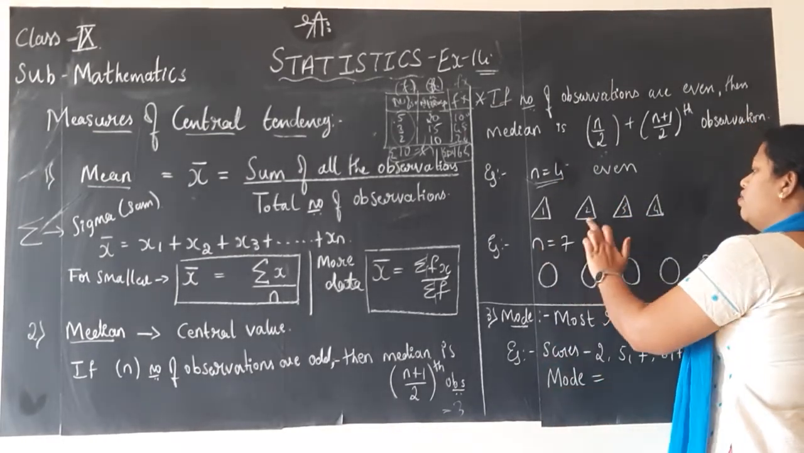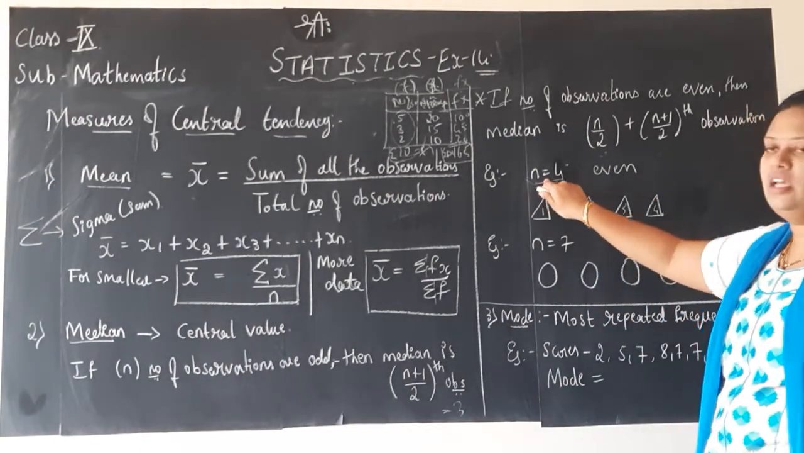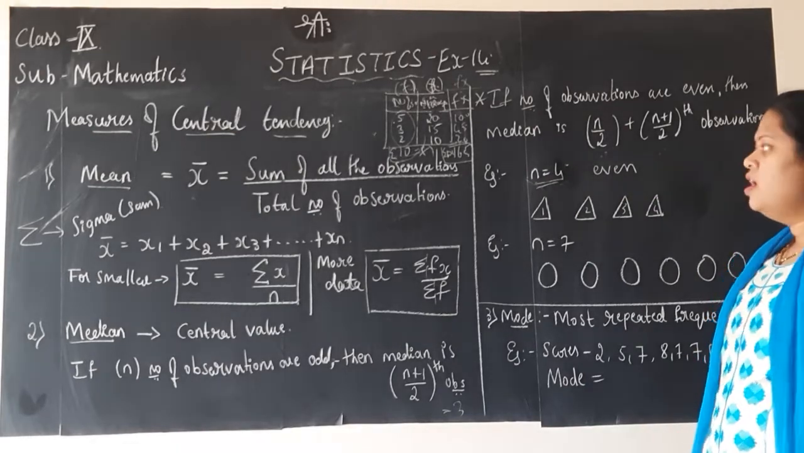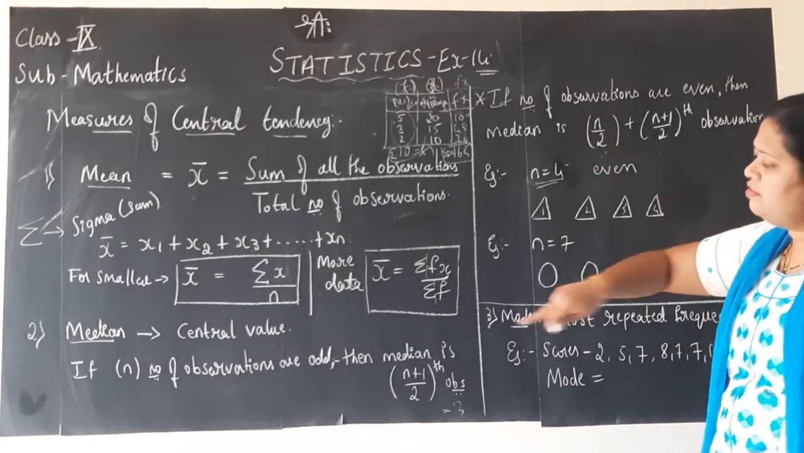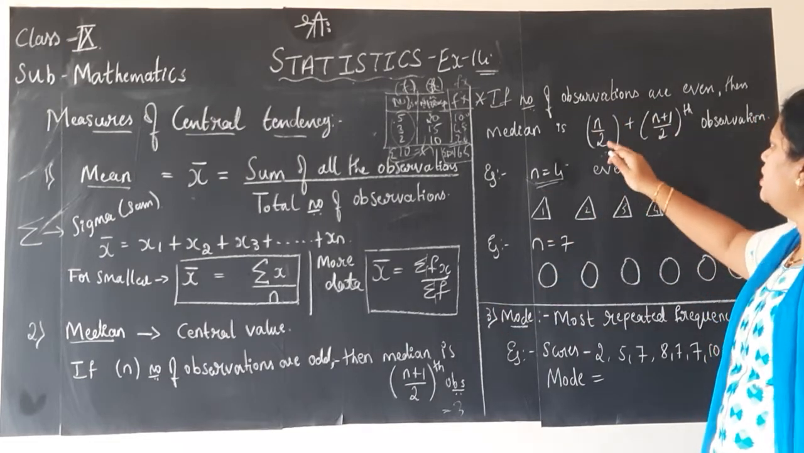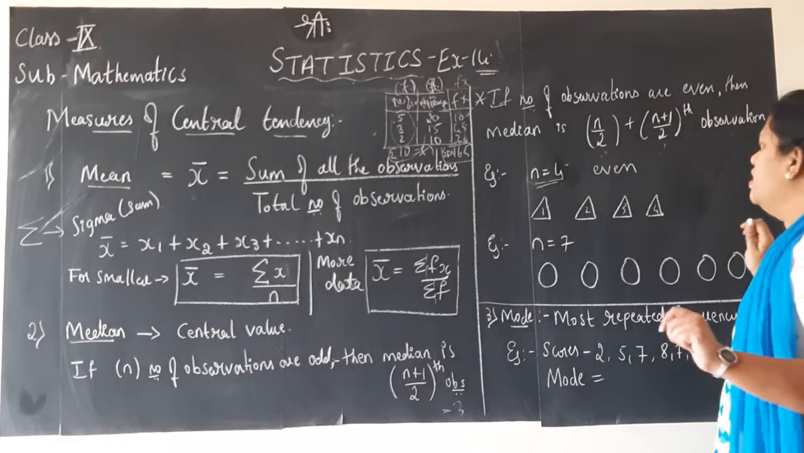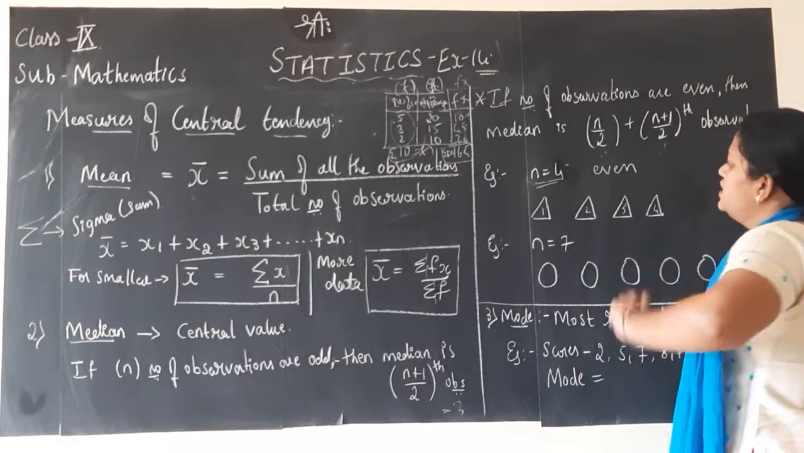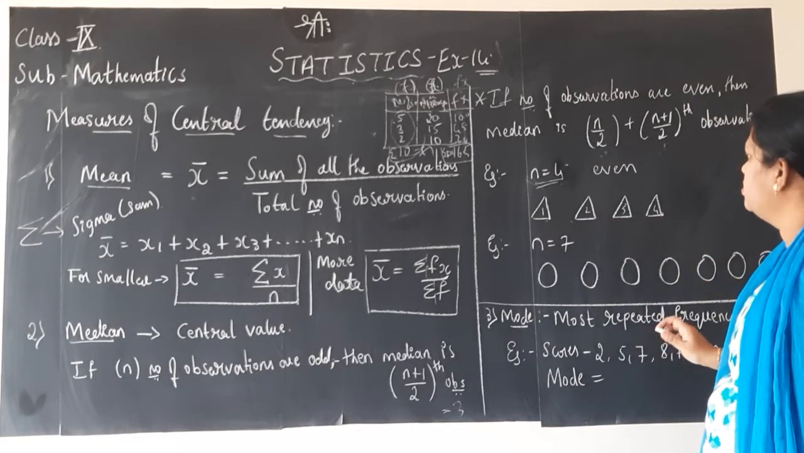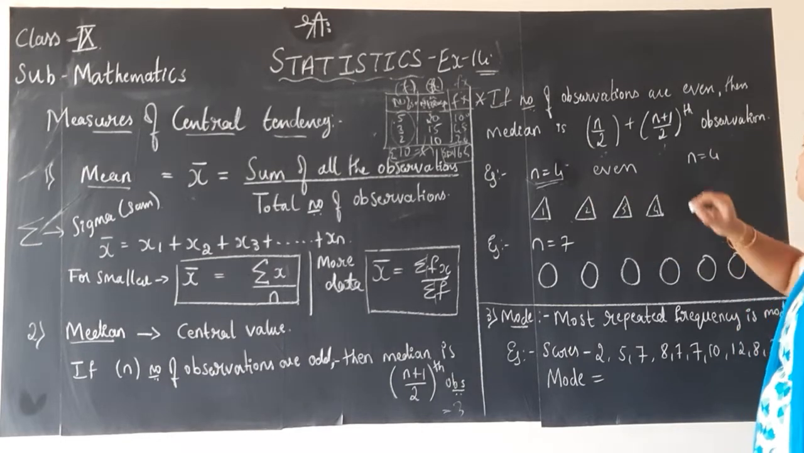So here when I count the number of triangles, I have 4 triangles. So I will write n is equal to 4 and I know 4 is an even number. How to find the median? If even numbers are there, n by 2 plus n plus 1 by 2. So what is n now? First I labeled the triangles 1, 2, 3, 4, now children, what is n? It is 4.